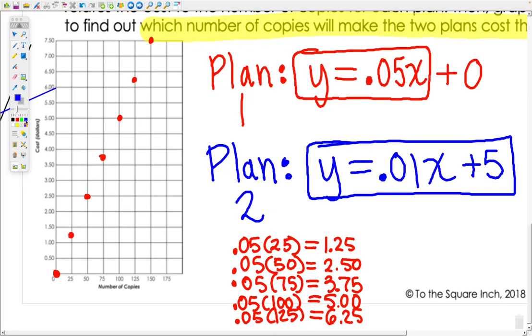Now, plan 2. I'm writing this down so you'll know where I'm getting the numbers from, but you don't really have to write this down. It just says that you're multiplying 1 penny per copy. Please tell me that you understand what I'm doing here. 1 penny per copy. Yes, so that means if I'm doing 25 copies, 25 pennies.